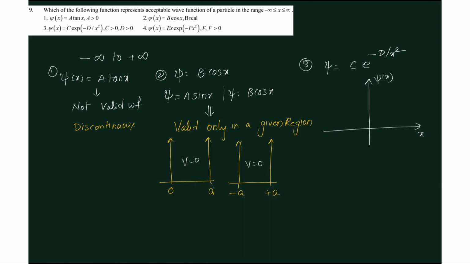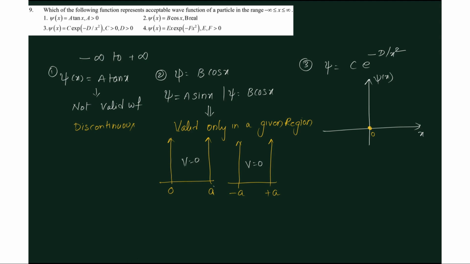Now carefully observe how to draw the wave function. First put x is equal to 0. If I substitute x equal to 0 here, e raised to minus d by 0, that is e raised to minus infinity. E raised to minus infinity is what? 0.